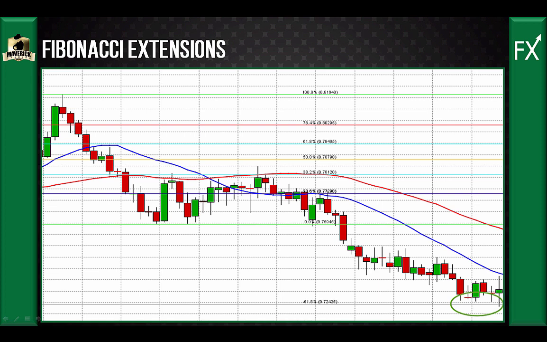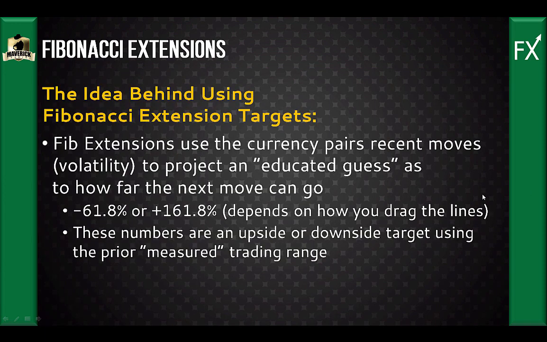I agree entirely. Now, just to make sure we're on the same page, let's go through it a little bit further. The idea behind extension targets is to use the currency pair's recent moves or volatility to project out an educated guess as to how far it's going to go. Remember, it's either negative 61.8 or positive 161.8, depending on how you drag the lines. I'm going to go live here in just a moment and show you some examples of drawing these, and I hope that's where we kind of tie all these pieces together. These numbers are an upside or downside target using the prior measured trading range.